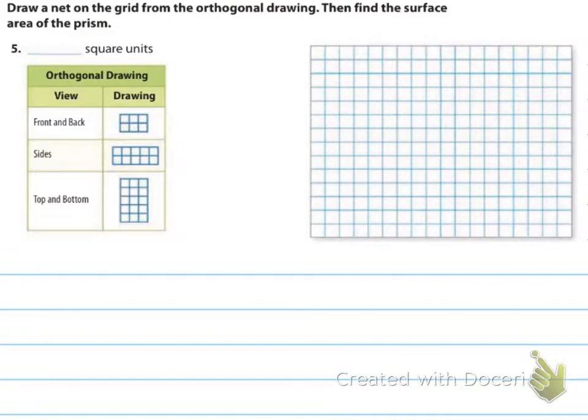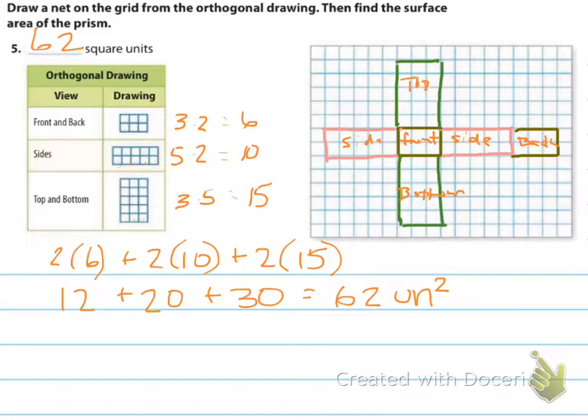Alright, so the next one, number 5, says draw a net on the grid from the ortho drawing and then find the surface area of the prism. Alright, so go ahead and work on this. See if you can do this on your own. Go back and look at my example if you need to. And I know that this is a long video, but you really need to understand it. Alright, so check your answer and see what you think.